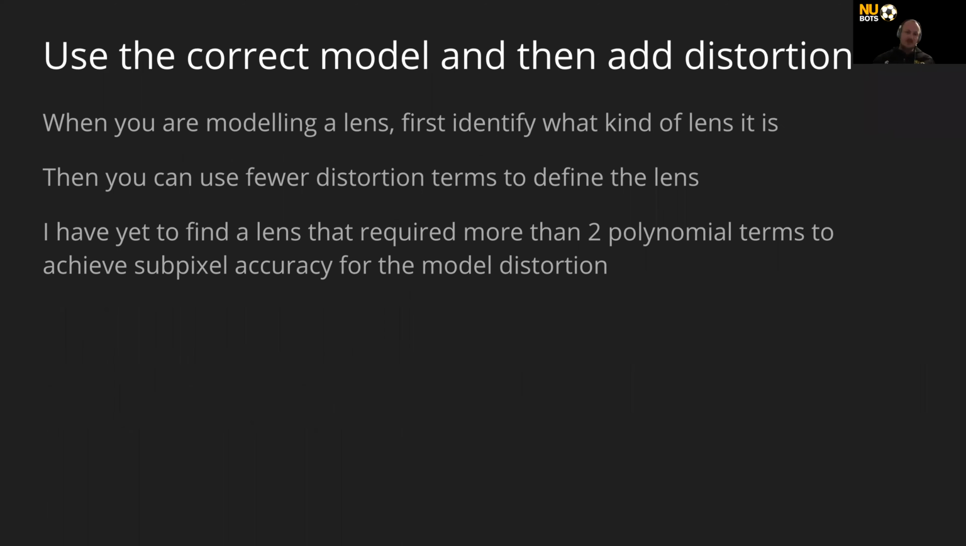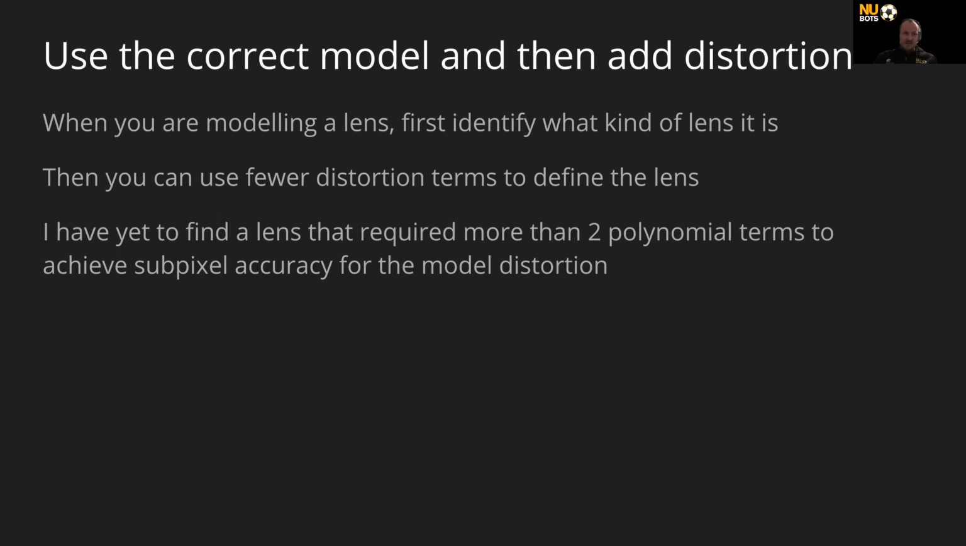So what should you do instead? If you're modeling a lens, you first identify what kind of lens it is, whether it's an equidistant fisheye or a rectilinear lens, and then you apply distortion after you've identified your model. Then you can use fewer distortion terms to get a proper fit. In my experience, I have yet to find a lens that required more than 2 polynomial terms to achieve sub-pixel accuracy for the model distortion. While if I used, say, a rectilinear model and tried to model a fisheye lens, often you need 3 or maybe even more polynomial terms to get that lens to fit. And once you get to 180, you may as well just give up.